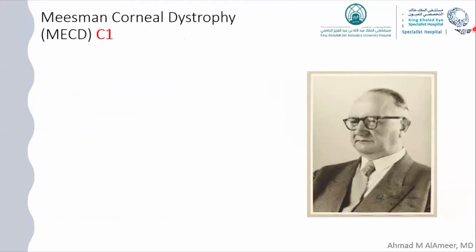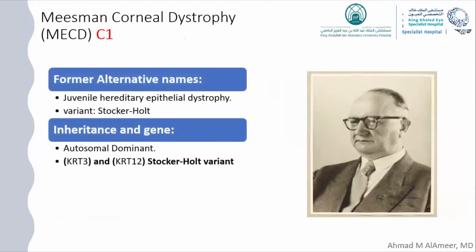Okay, now the second dystrophy is Meesmann corneal dystrophy. This is Alois Meesmann, this is his picture. It is autosomal dominant. Most of the dystrophies are autosomal dominant, except GMC, which is autosomal recessive. GMC is gelatinous, macular, and chit.